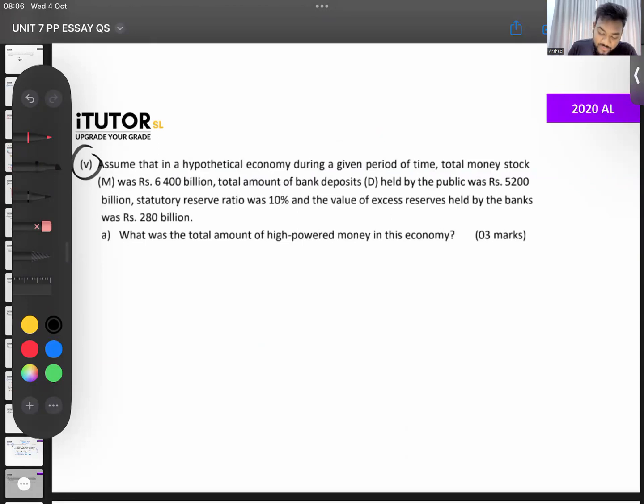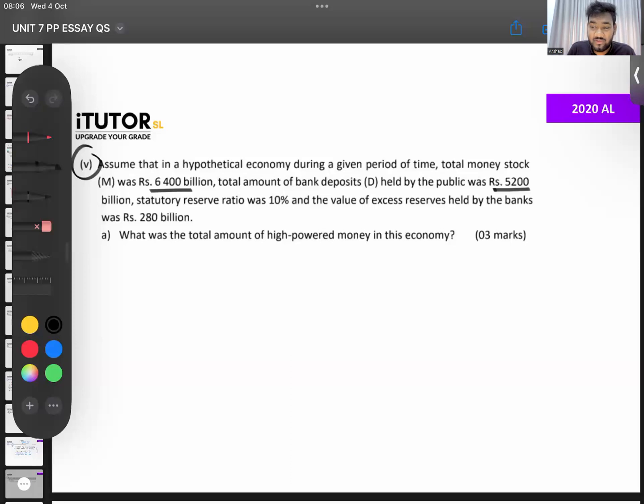During a given period, total money supply was 6,400. Total amount of bank deposits were 5,200. Remember, guys, the first thing that has to come to your mind when you see something like this is what? Money supply is 6,400. Demand deposits were 5,200.